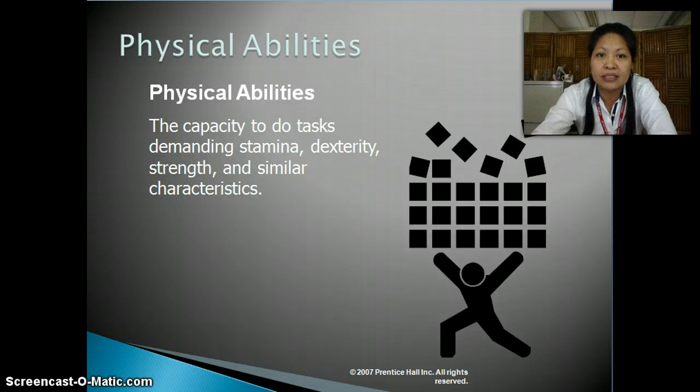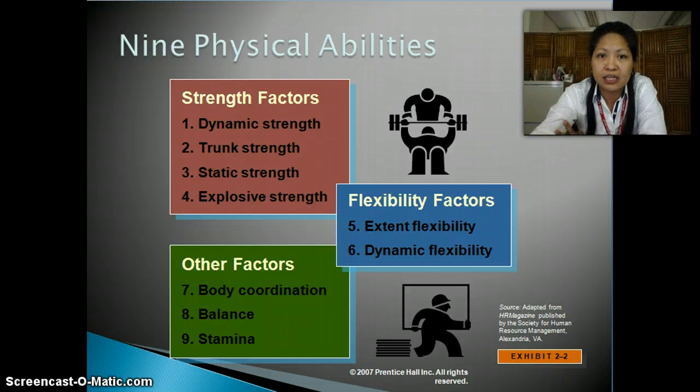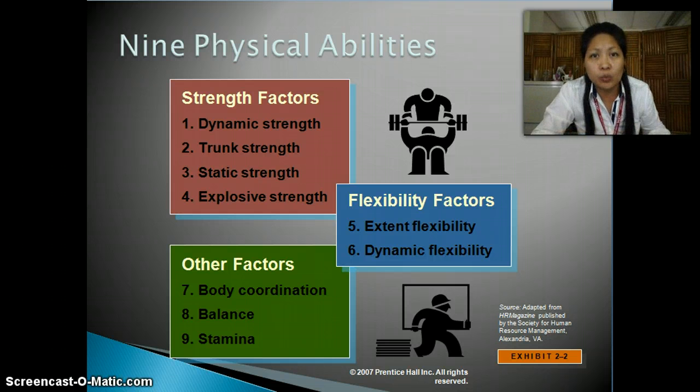Okay, next, physical abilities. Of course, the capacity to do tasks demanding stamina, dexterity, strength, and similar characteristics. Of course, we all know physical abilities, how good we are physically. There are 9 physical abilities: strength factors, flexibility factors, and other factors. When you say strength, that is our power. So dynamic strength means how powerful we are while doing work, moving. It's our ability to exert muscular force repeatedly or continuously over time.